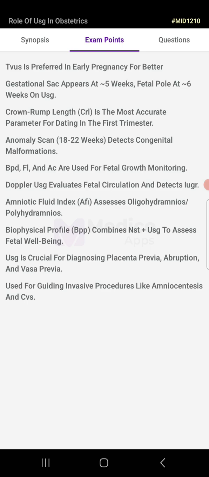Biophysical profile combines NST plus USG to assess fetal well-being. USG is crucial for diagnosing placenta previa, abruption, and vasa previa, and is used for guiding invasive procedures like amniocentesis and CVS.